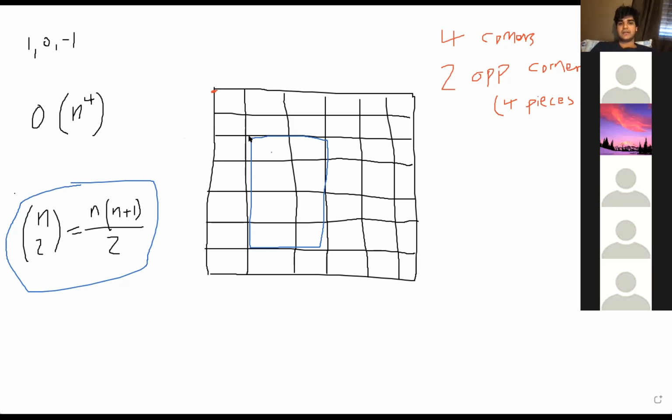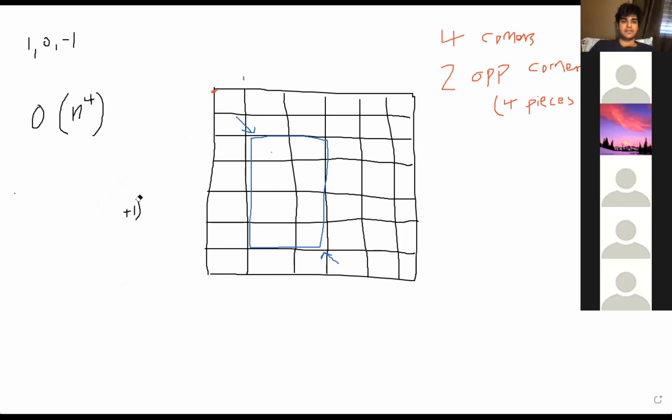There are some degenerate cases here. If we're fixing this to be the top left corner, then this cannot be on the right of the bottom left corner, for instance. There are some edge cases here that, if you want to count carefully, give the expression they gave. But it's not important for our analysis. It's just n to the 4. Okay, so there's n to the 4 subgrids in total.